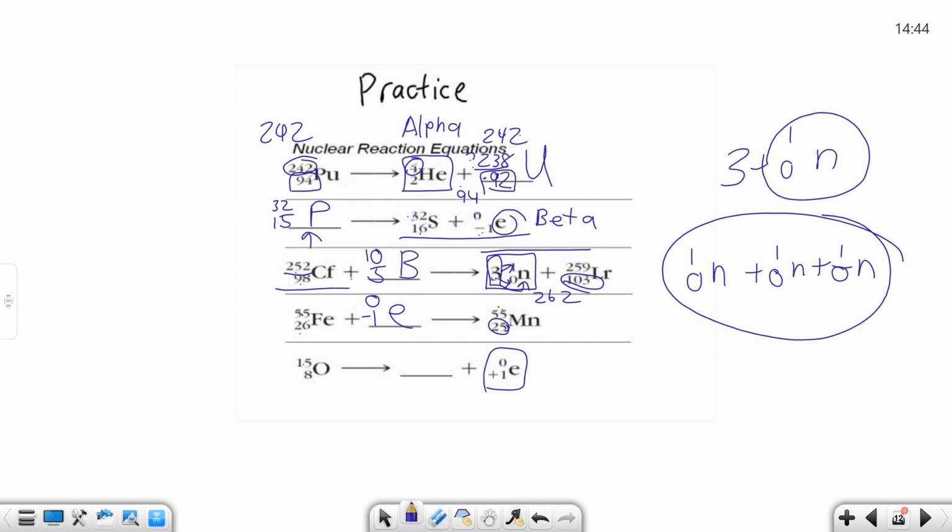And then the last one right here, 15/8 oxygen. I got this weird thing, don't worry about it, let's just use it. It's called a positron. You're not going to see that ever again. It provides 0 mass number. Over here it's 15, so I have to have 15. 15 plus 0 is 15. And then what plus 1 is 8? 7, that's nitrogen. So that comes out to be nitrogen.